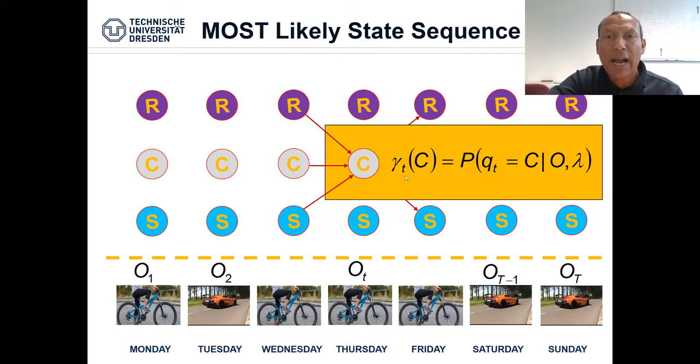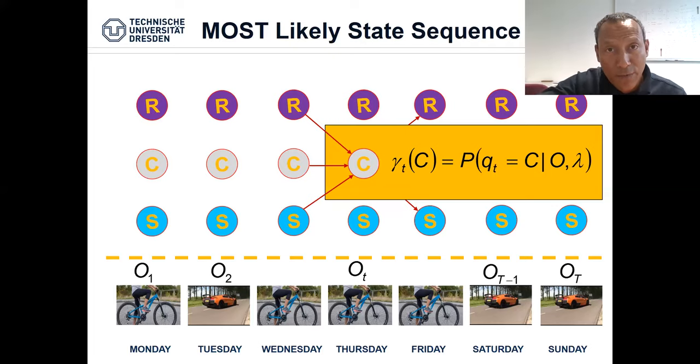Gamma t of C means at time t, we are in state C, given the model for Oxford and the observation Alice has provided for us. Remember, we have said we have to consider all the evidence up to this point, including that the weather at time t is cloudy, and we have to consider all the evidence or the possibilities from here onwards, given that we are in state C at time t.